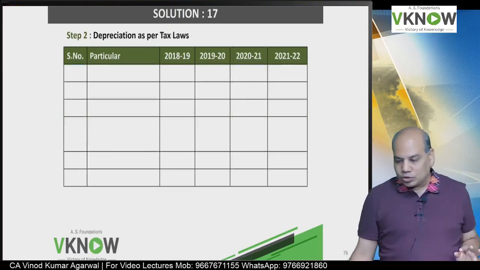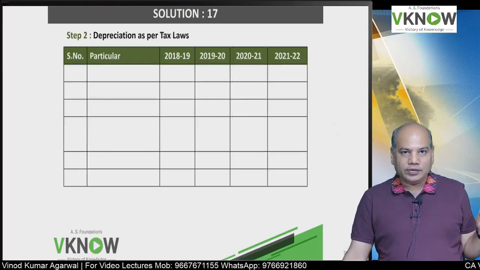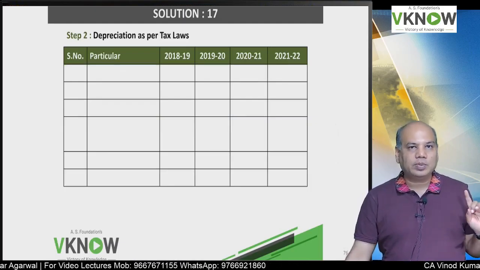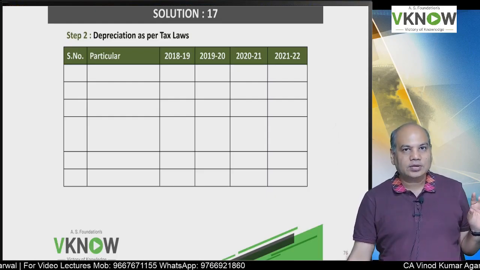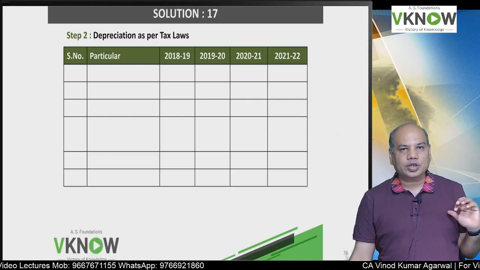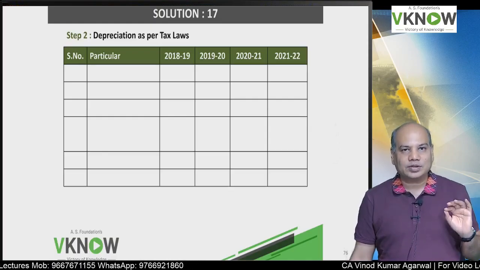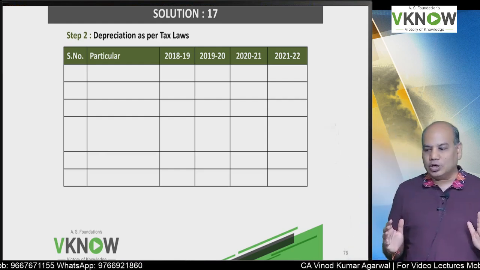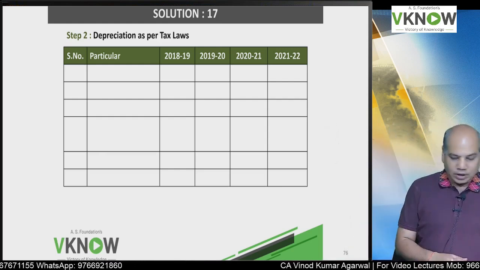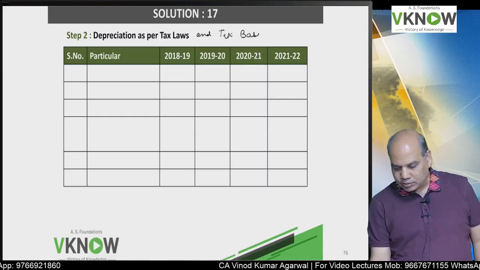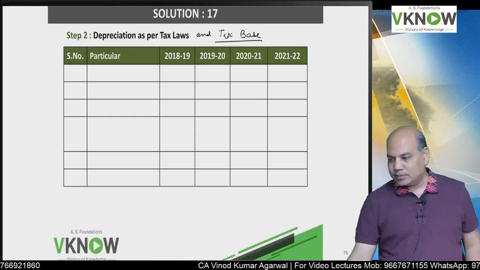Now I have to also compute current tax and deferred tax. For current tax purposes, depreciation allowed by tax law will be taken. For deferred tax computation, I will require the tax base. So both will be computed in this second working note: depreciation as per tax law and tax base. This will serve both purposes. The closing balance will be the tax base.